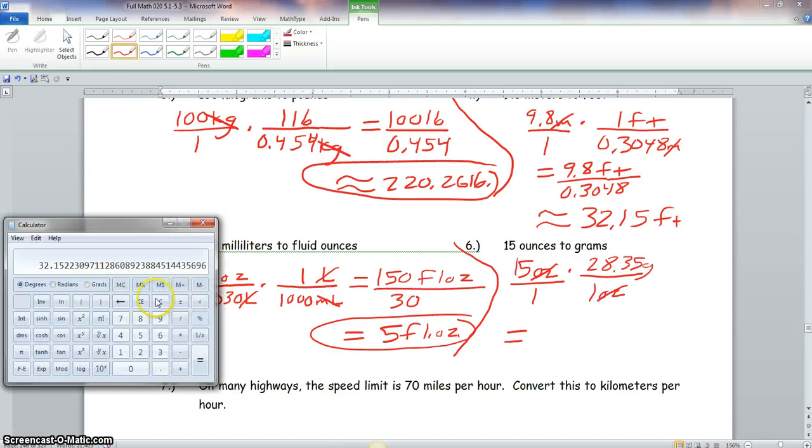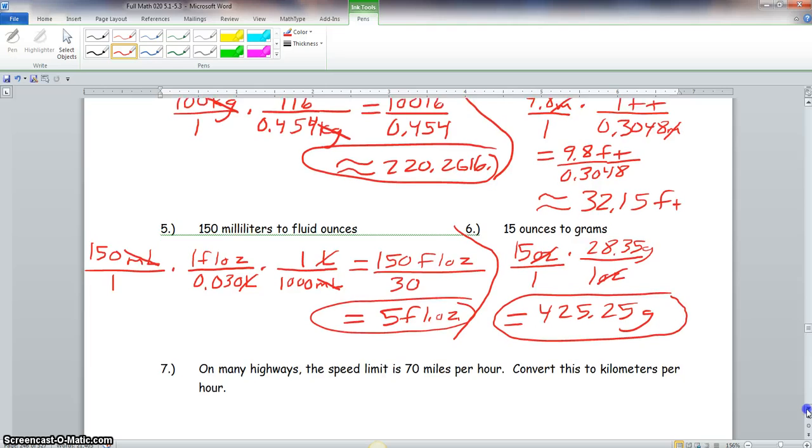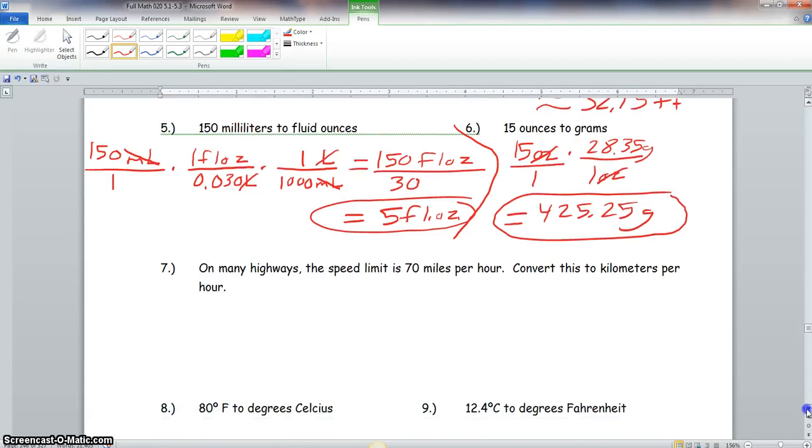We get our calculator. So we have 15 times 28.35. And that will give us 425.25. So it'd be 425.25. It'd be grams. And we did not need to round here. Okay, now we scroll down here to number 7.